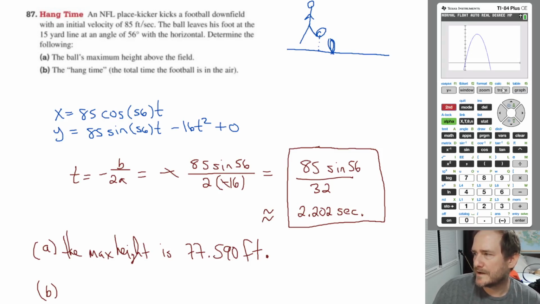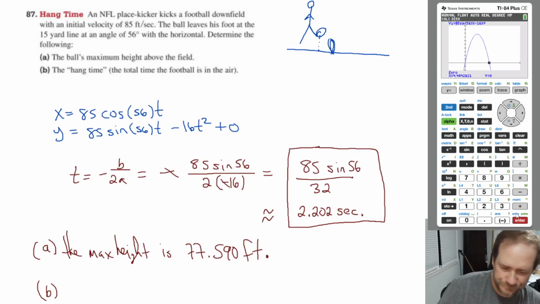That's decent. Now go second calc, and you want the 0. The x-intercept is called the 0, so choose that. You want your left bound. I'm already left of it, so I hit enter. Go to the right of it, hit enter, and then give a guess. There you go. The x here is time: 4.404.